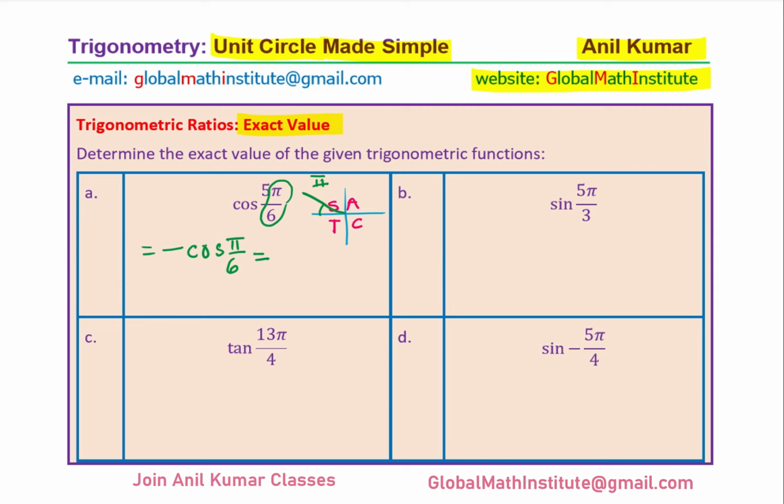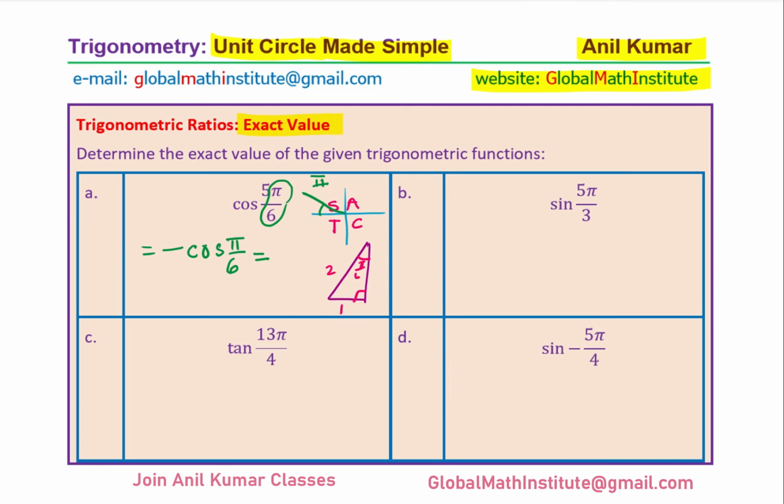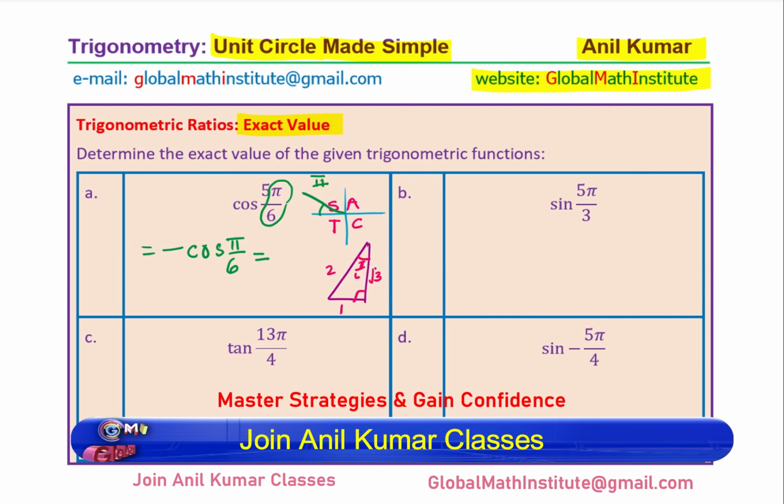Now to find this value, let's look into the special triangle, which is, as you know, pi by 3, pi by 6, and pi by 2. If this is the pi by 6 angle, the sides are 1, 2, and square root 3, and cos pi by 6 from here you can read directly, so the answer is negative square root 3 over 2. Does that make sense? So simple, right?